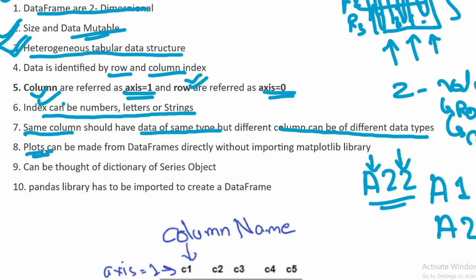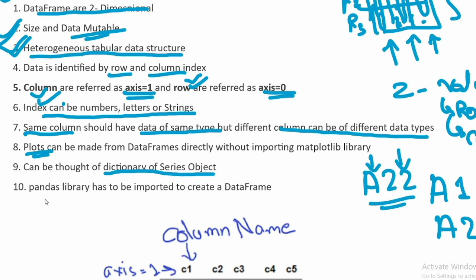We can also calculate a box plot with mean, median, mode and everything, right? And it can be thought of as a dictionary of series objects. Now we do know that a dictionary is a collection of key-value pairs. Now this collection can be series objects, right? And we'll see how to actually create a data frame out of a dictionary consisting of series objects, right?